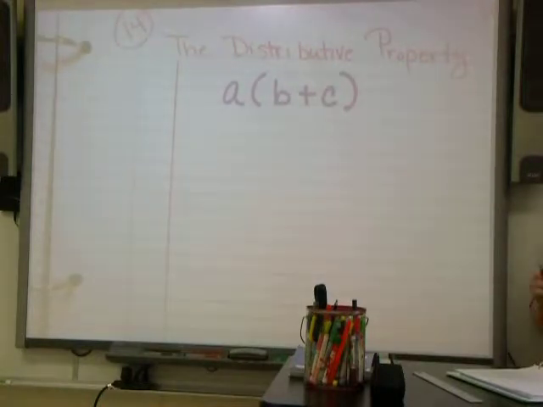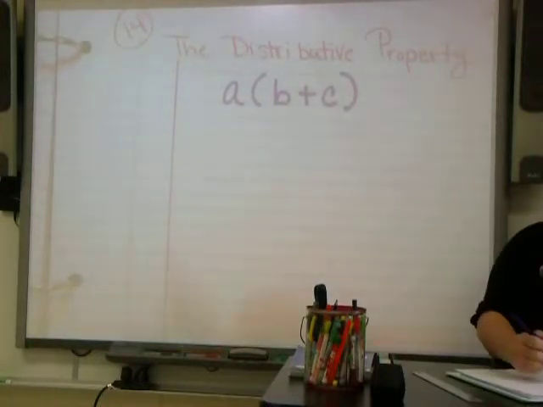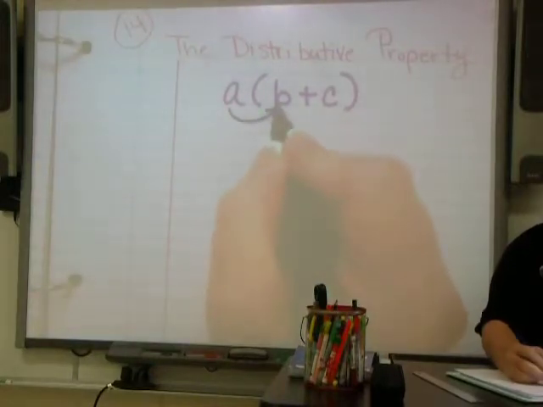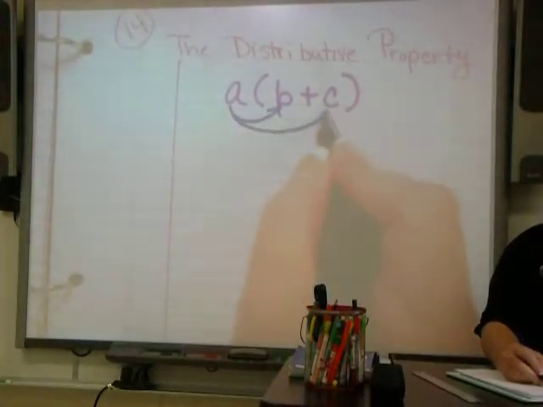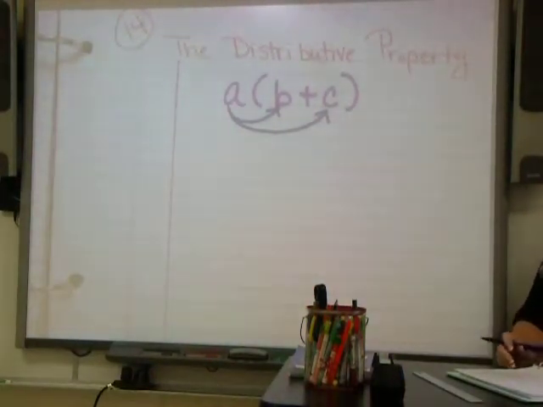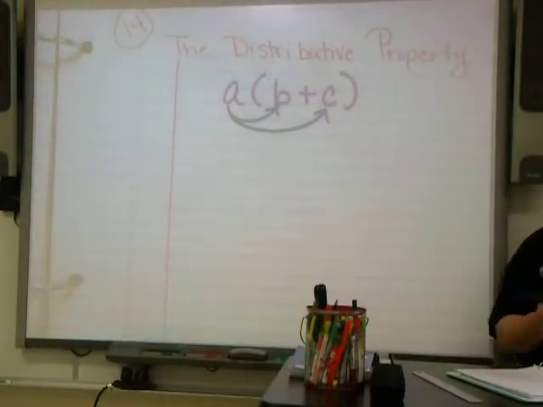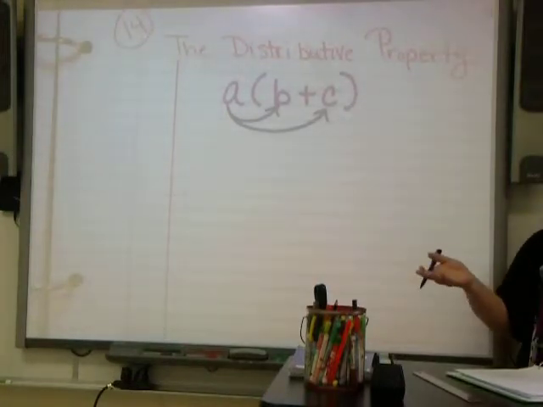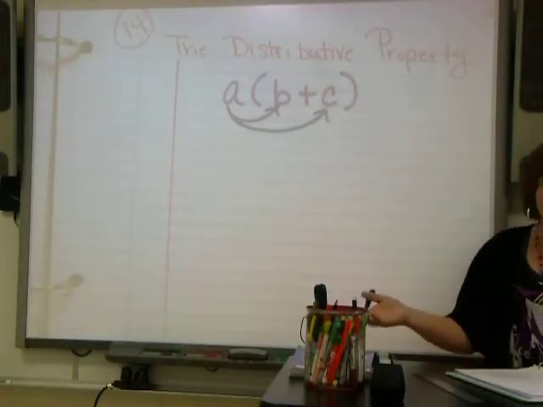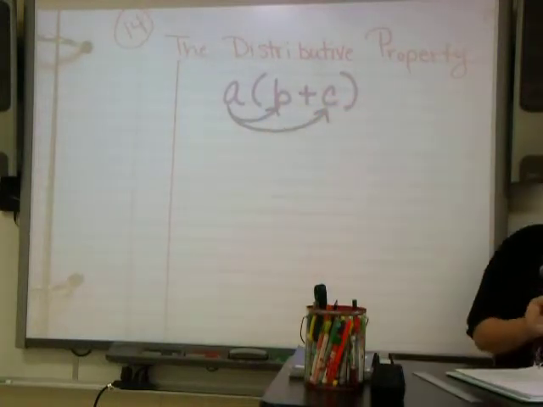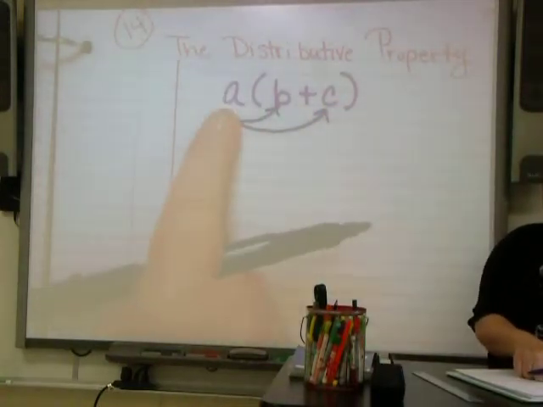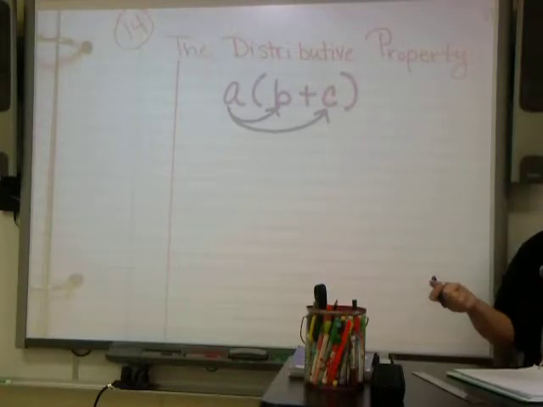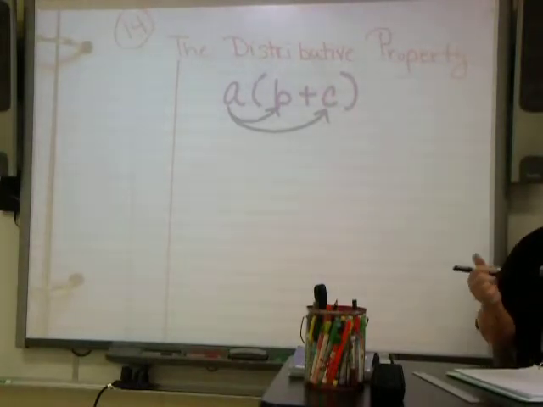And if we use the distributive property, then we're distributing what's on the outside of the parentheses to everything on the inside of the parentheses. So here, there are two terms on the inside, so we're going to give A to the B and we're going to give A to the C. But if there had been 6 terms on the inside of the parentheses, we would have still given the A to all 6 of those terms on the inside of the parentheses.